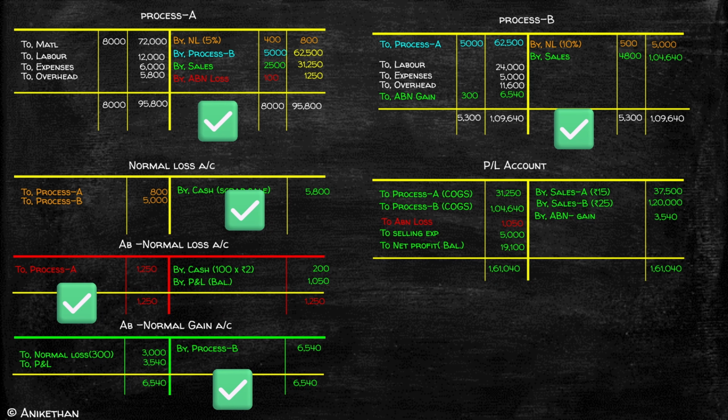So this was how you prepare process accounts, normal loss, abnormal loss, and the P&L account. This problem covers everything. So you practice this problem, and any process problem you will be able to solve.